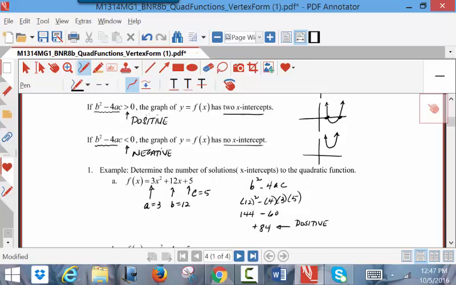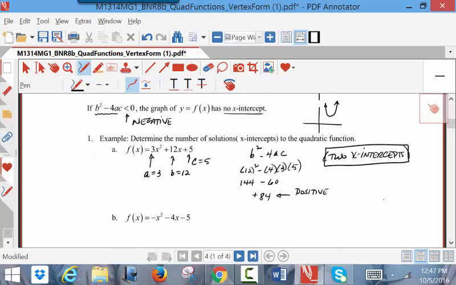If this is a positive number, it could be positive 1, it could be positive 1,000. If it's just a positive number, then I can conclude that if I were to graph this f of x, it would have two x-intercepts. I have no clue where they are, but I can tell you right now that it will have two x-intercepts simply by computing b squared minus 4ac. So that's the answer to the question. It will have two x-intercepts. I don't know what they are, but there's going to be two of them.